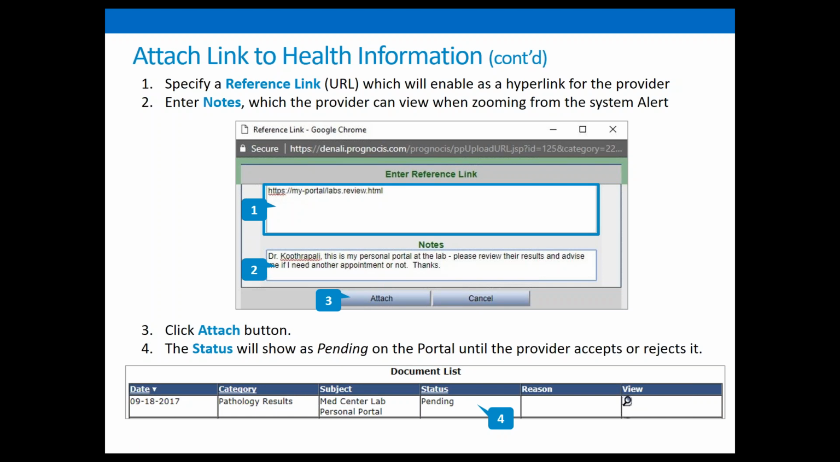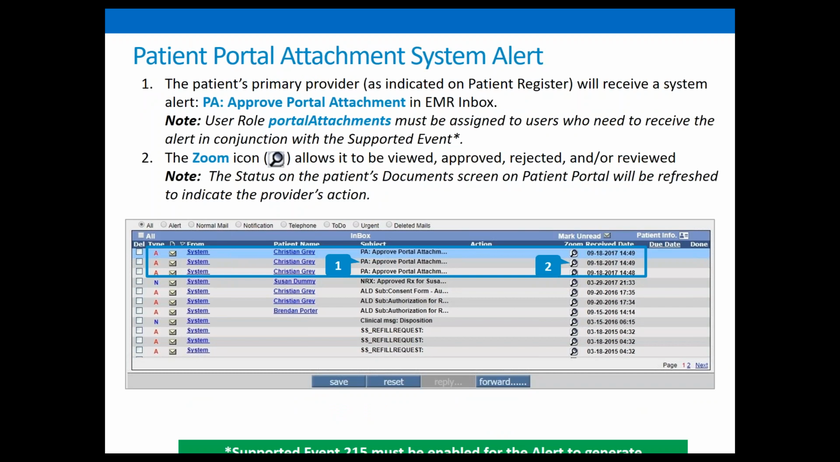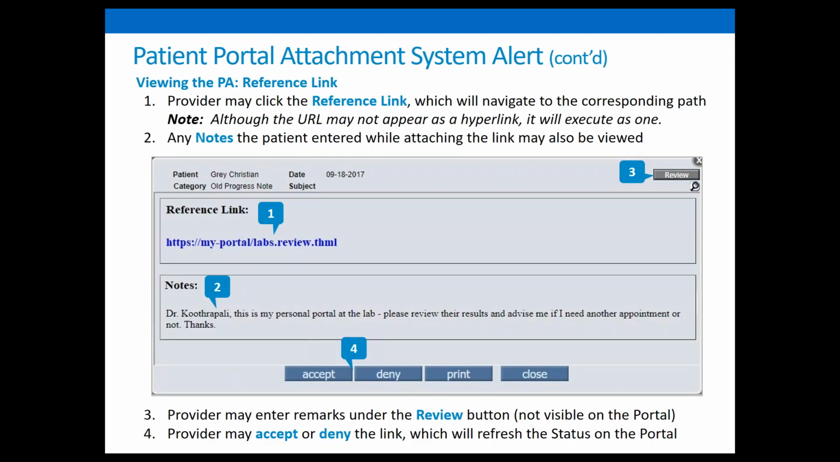Now, in PrognoCIS, the patient's doctor is going to get this message, provided the supported event is turned on, approved portal attachment. And then when you click the Zoom icon, you will see as a hyperlink what the patient transmitted to you. So now at this point, you can simply click on that hyperlink, and then that would give you access to what that patient wants you to view, such as my portal lab. At that point, then, you can inform the patient that you accept it or that you deny it.